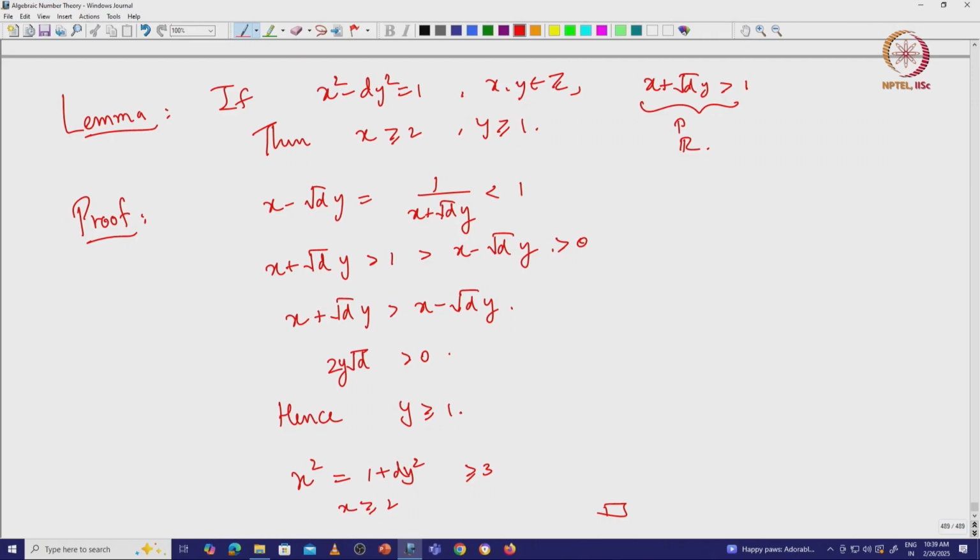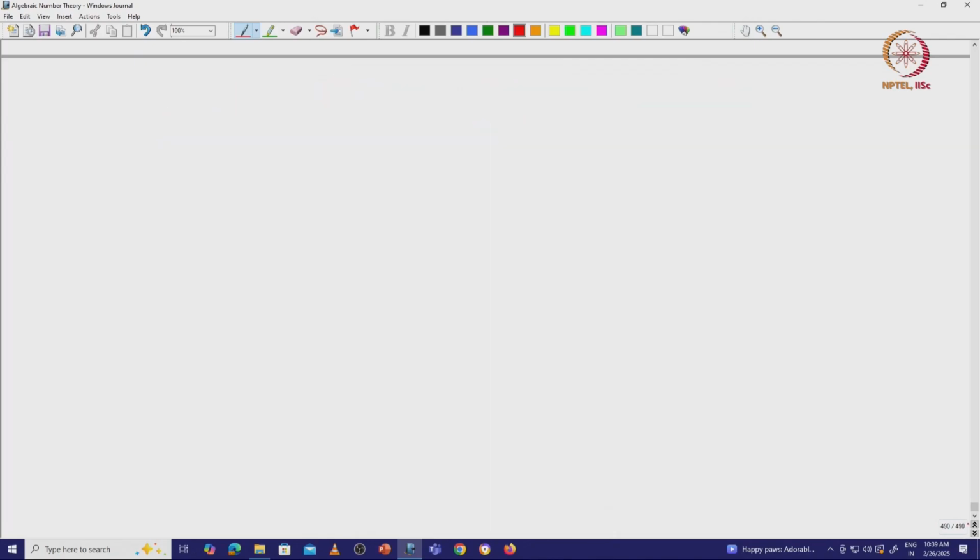Yeah, so if you change the sign, if x and y are not both positive, then a unit like this, as a real number, will be less than 1, right. So, that is a very strong restriction on the solution.